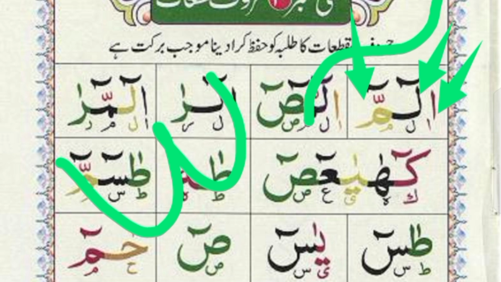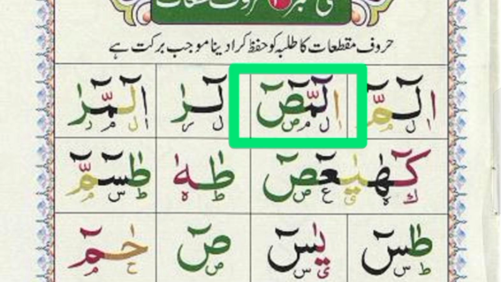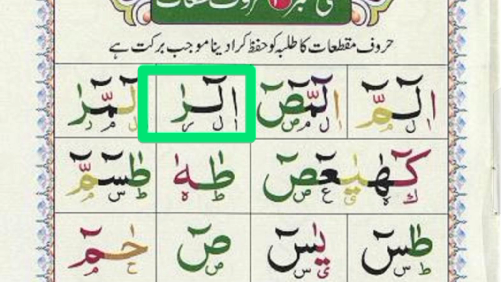Similarly, we will also read the next one. Alif Lam Mim Sod. Move to the next, and this will have mad and standing fatha. Alif Lam Ra. I read the Ra up to 2 seconds long and Lam up to 3 seconds.